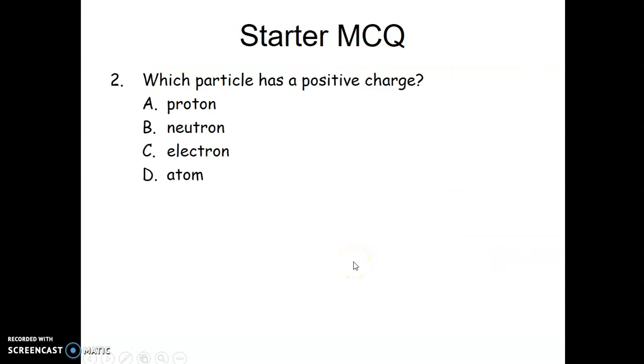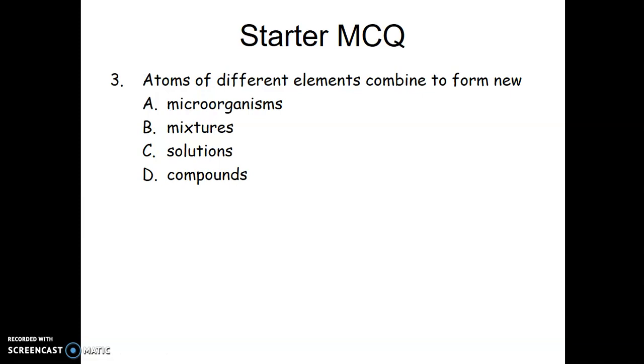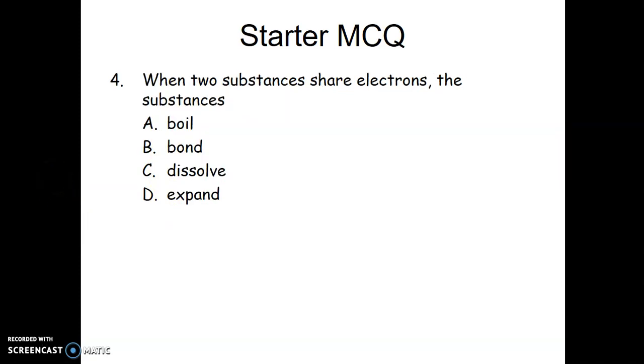Second question, which one is a positive charge? Well, positive begins with P, proton begins with P. That's how you were told to remember it in the previous videos. A proton has a positive charge. Hopefully you all got that correct. Atoms of different elements combine to form new compounds. If they have combined chemically, they form compounds. So the answer to that one is D. Number 4, when two substances share electrons, the substances will bond. That is one of the ways that two substances can bond, is by sharing electrons.